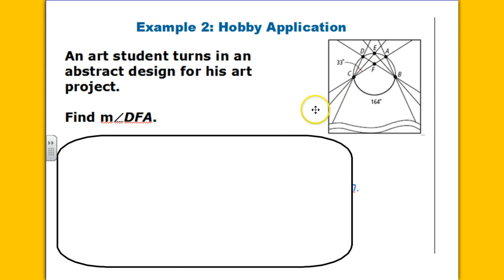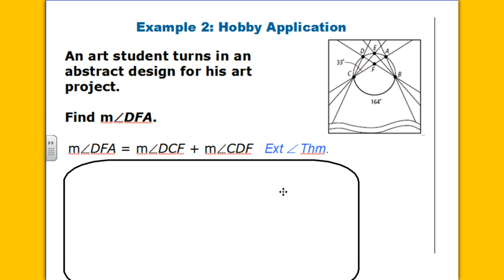Okay, so if we know that, how does that help us find the answer? They're saying that DFA is a combination of DCF, this angle, and CDF. Why is that? Exterior angles theorem. Oh, the exterior angles theorem. So we have DFA is the sum of its remote interior angles, DCF and CDF.